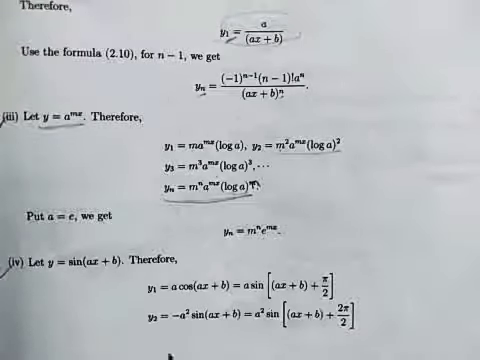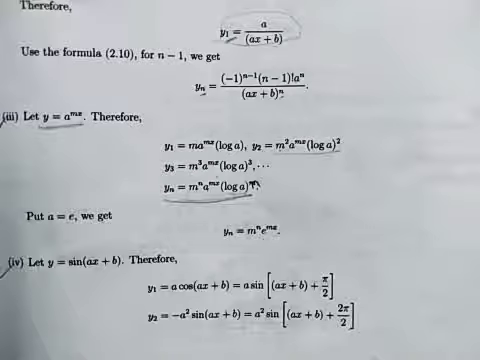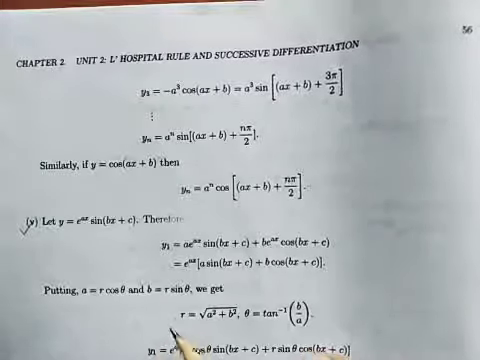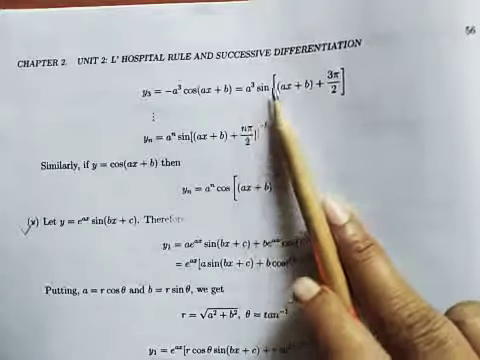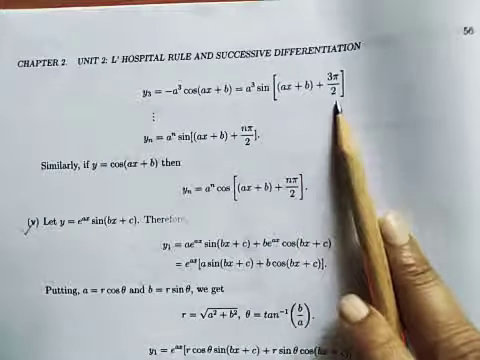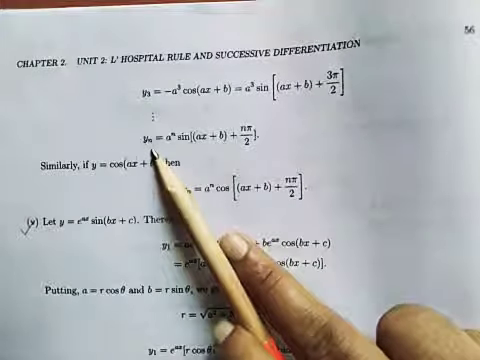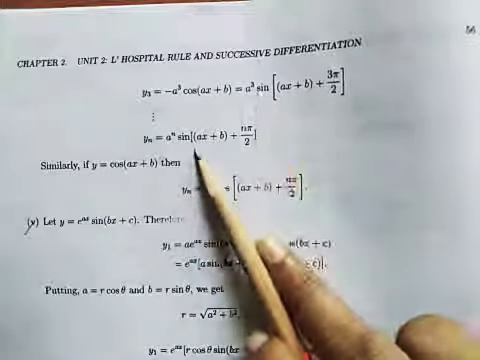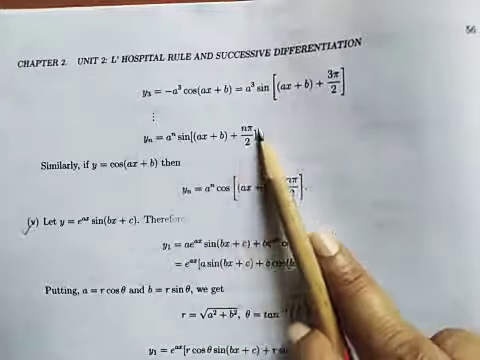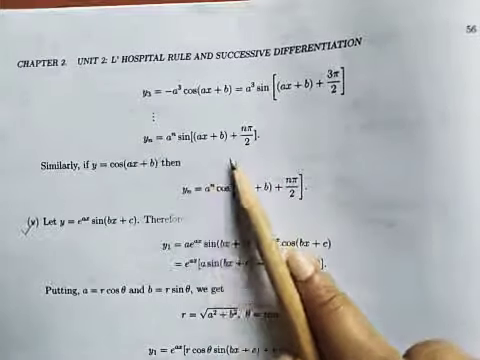Next we will find out y3. What will be y3? y3 will be minus a cube cos(ax plus b). It is the same as a cube sin(ax plus b plus 3 pi by 2). So similarly, in generalization, we can find that yn will be similar to the previous three derivatives. yn will be a raised to n sin of (ax plus b plus n pi by 2). Okay, so this is the nth derivative of sin(ax plus b).